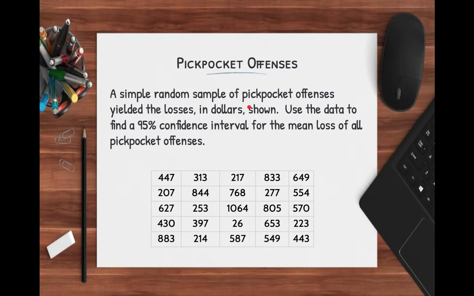So let's give this a try. Here we have a simple random sample of pickpocket offenses. We want a 95% confidence interval for the mean loss of all pickpocket offenses. So give this a try. Pause this. See if we've said enough that you think you can figure this out. Then come back on here and I will work through this and also show you a few things that, if you haven't figured them out yet, might make some things handier.